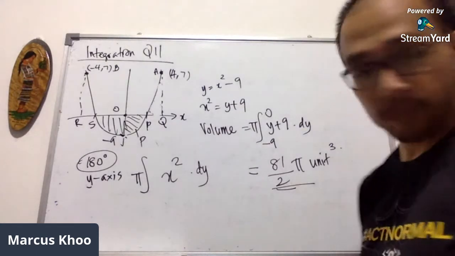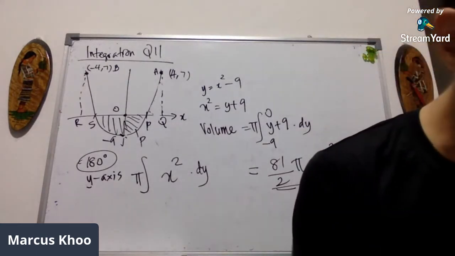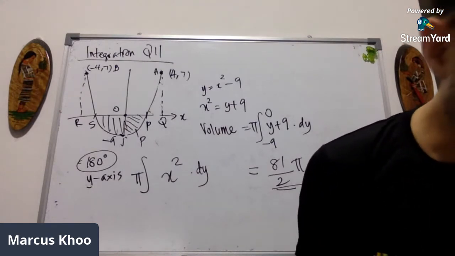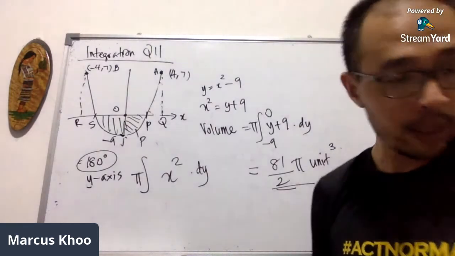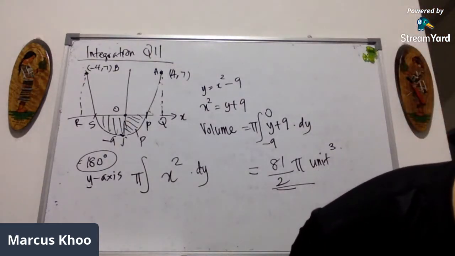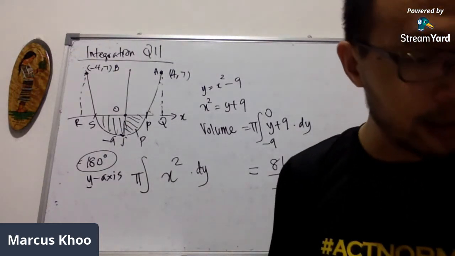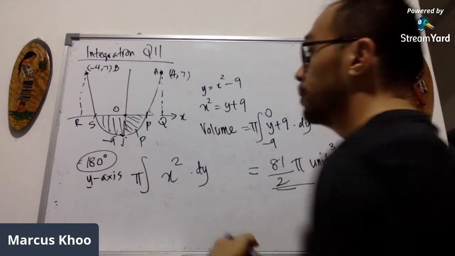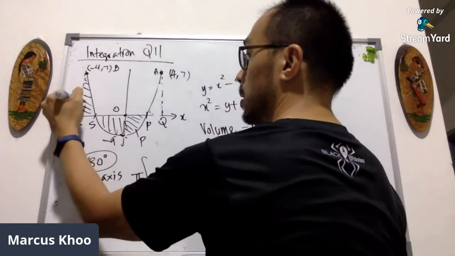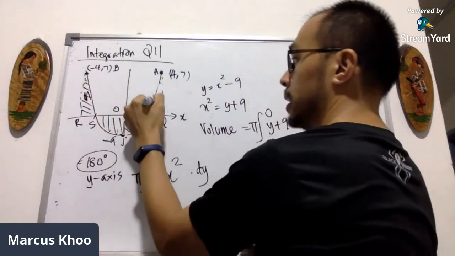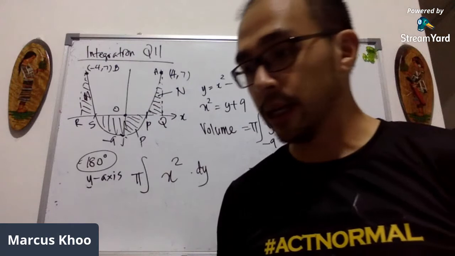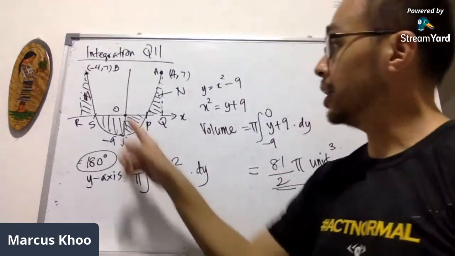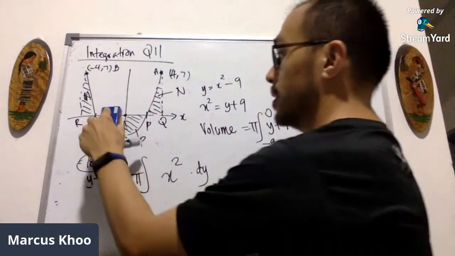All right, then question B. Question B says the area of the shaded region M and N. Where is M and where is N? Oh, okay. Calculate the shaded region of these two. So here, this is M. Over here, this is N. So they're asking us to calculate the area of the shaded region M and N. I'm going to rub off this section.